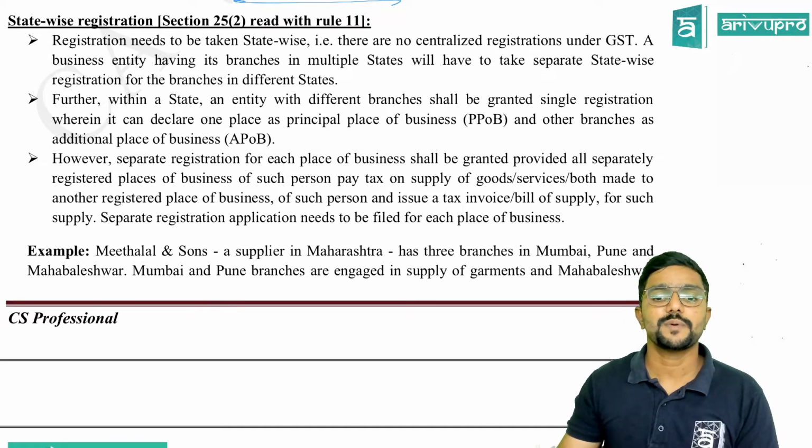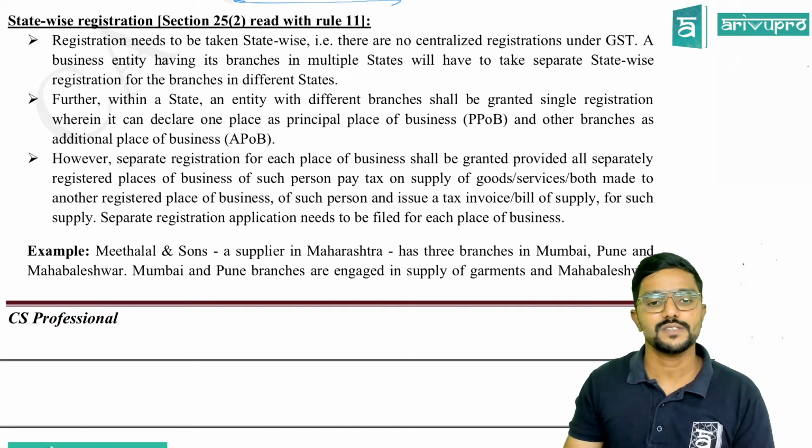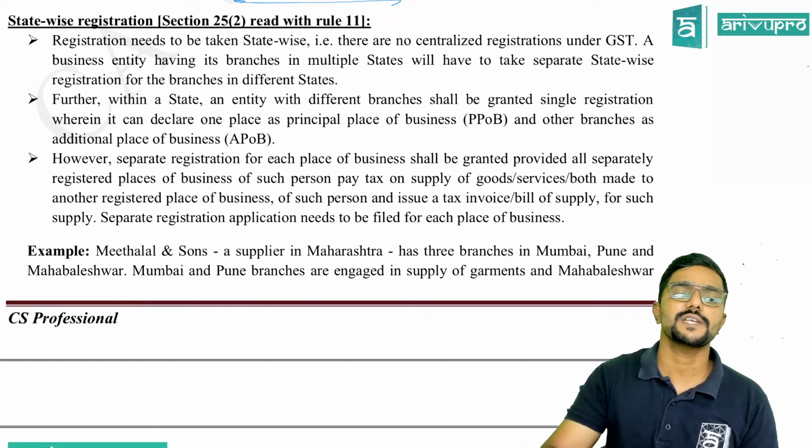Also, all separately registered places of business of such person shall pay tax on supply of goods or services made to another registered place of business of such person and issue a tax invoice or bill of supply for such supply. Separate registration application needs to be filed for each place of business.